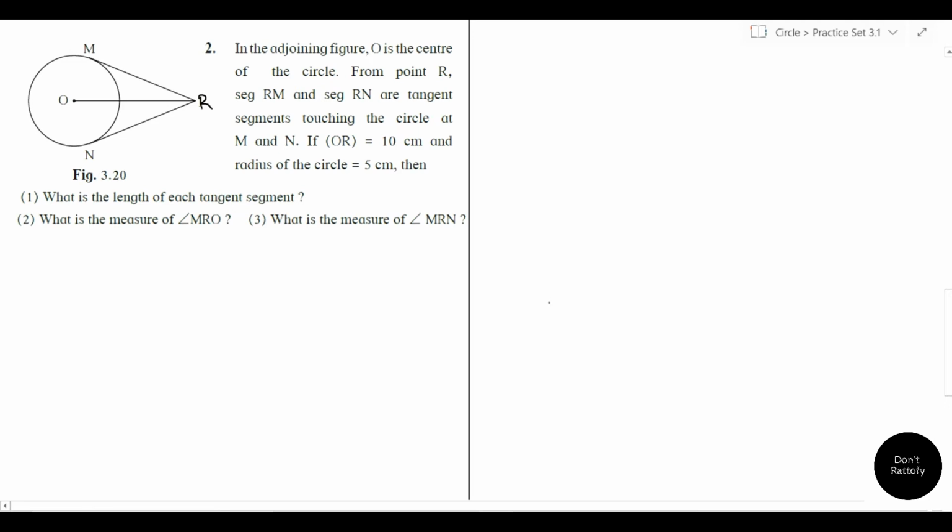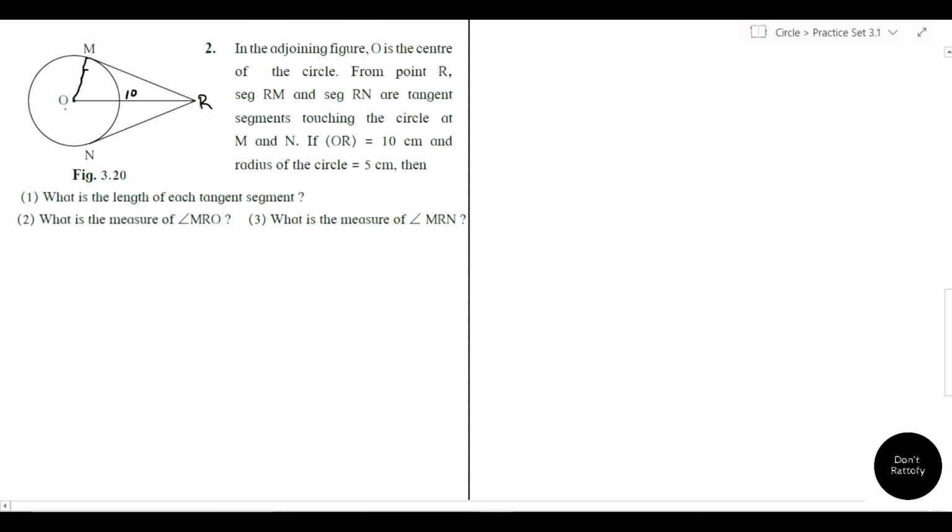If OR is equal to 10 centimeters, the radius is 5 centimeters. Now your radius is what? OM is the radius, so I'll write OM and ON are the radius, so I'll write 5 centimeter and 5 centimeter.